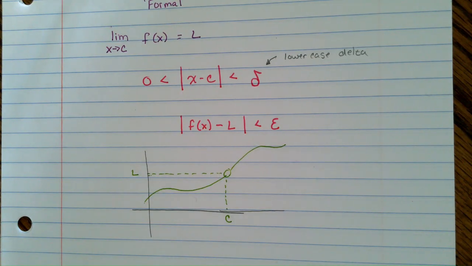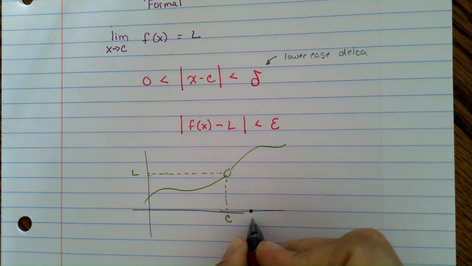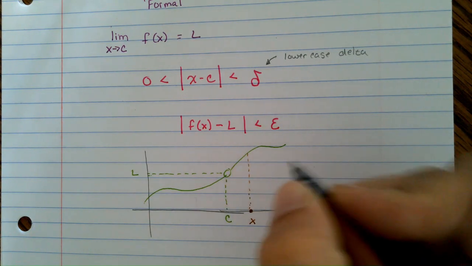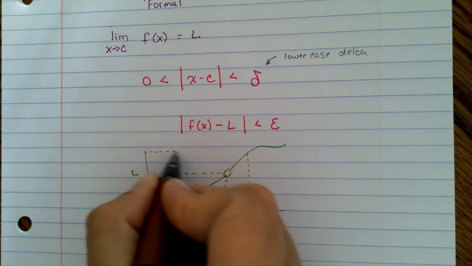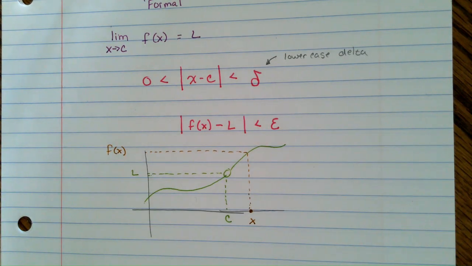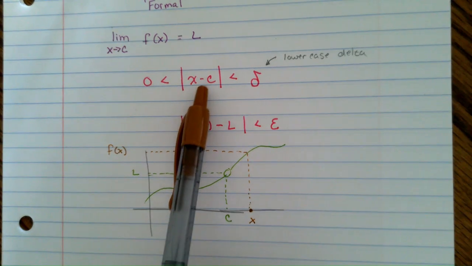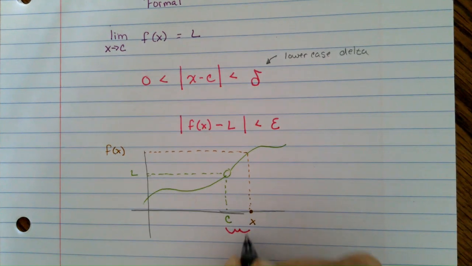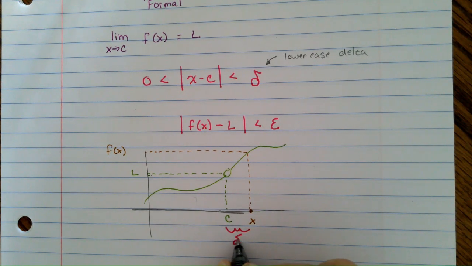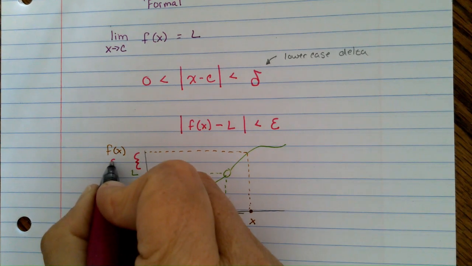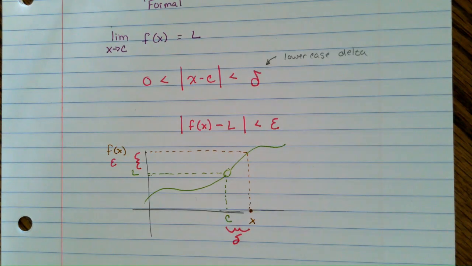Okay, so let's say there's a secondary x value. It would have a corresponding f of x value, right? And this is x minus c, so that would be the difference between these two. This right here, that's your delta. And this right here is your epsilon.